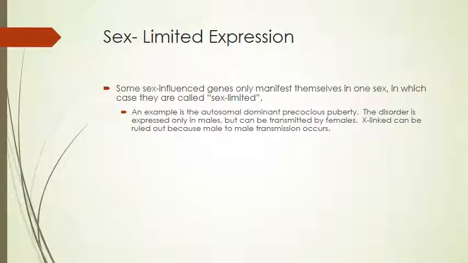In sex-limited expression, some sex-influenced genes only manifest themselves in one sex, in which case they're called sex-limited. One example is autosomal dominant precocious puberty. The disorder is expressed only in males, but can be transmitted by females. X-linked can be ruled out because male-to-male transmission occurs.